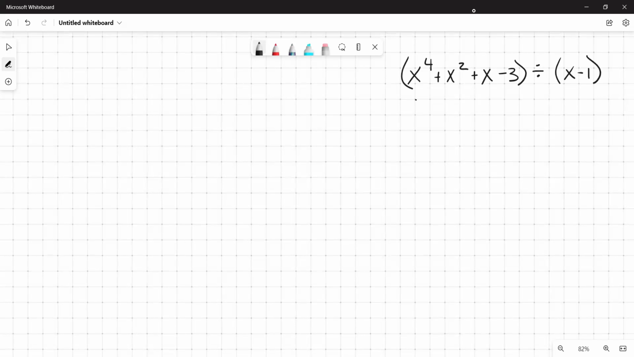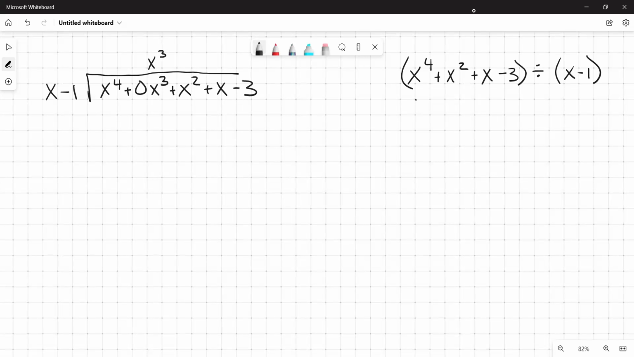So when we rewrite this, we're going x minus 1 into x to the 4th plus 0 x to the 3rd plus x squared plus x minus 3. So now we start dividing on the first level. X into x to the 4th goes x to the 3rd times.